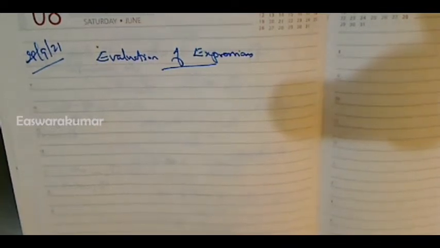Therefore, certain notations are usually considered, and those are what we are going to see: how to convert into that particular notation, and once it has been converted, how to evaluate the expression. For that, the data structure which we use is called the stack. Stack we have already seen.